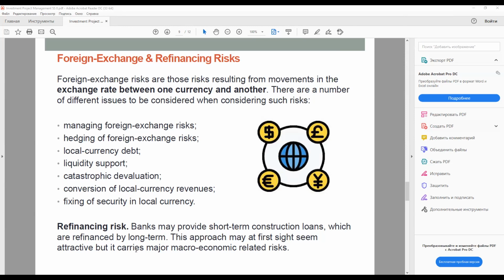Conversion of local currency revenues. What can we say about it? Although a project company's exposure to foreign currency debt may be hedged by indexing its local currency revenues under a project agreement to the foreign currency concerned, this may not provide complete hedging because of timing differences of conversion.